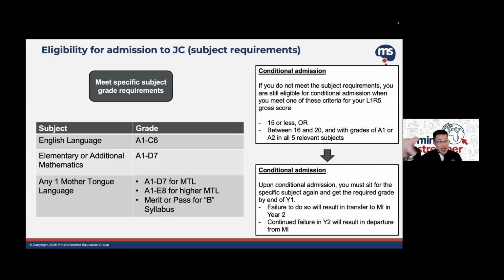If you take it and you don't get the grade that is needed, then you have to leave the JC, and in year two you will have to go to Millennia Institute. But in Millennia Institute you get another chance. In year two, you will get to take that English exam again, the one that you missed in terms of the grade. And let's say, touch wood, you missed the grade again, then that will be the worst case scenario where you then have to leave MI.